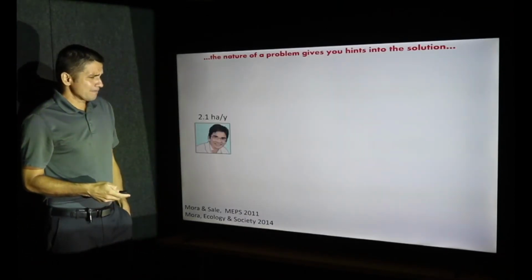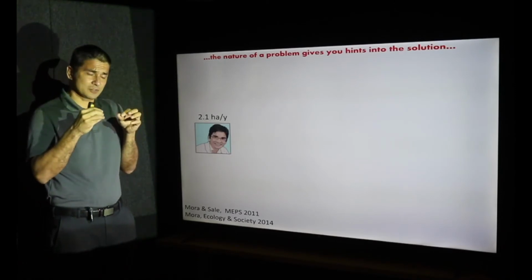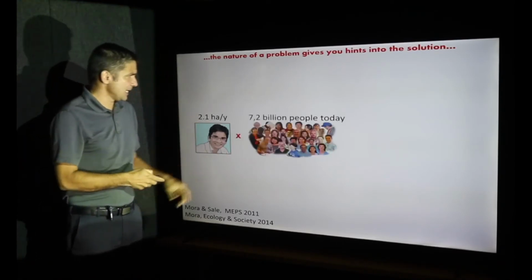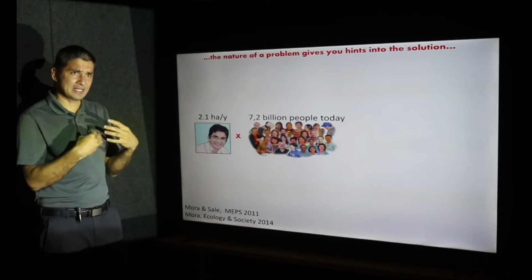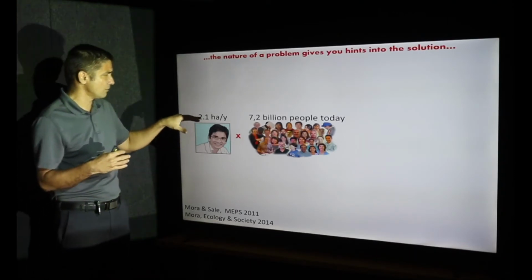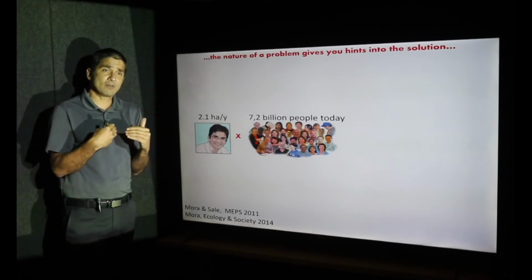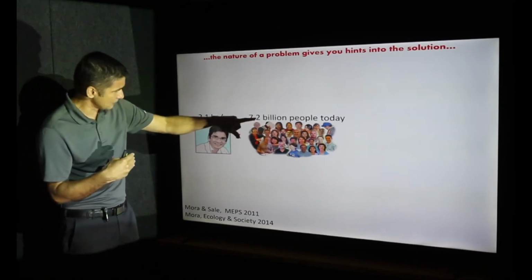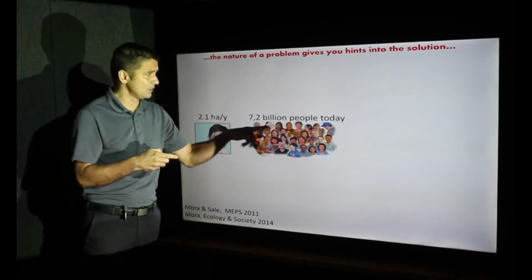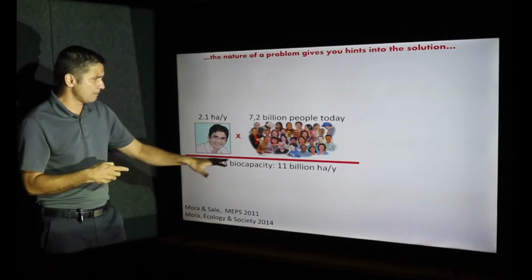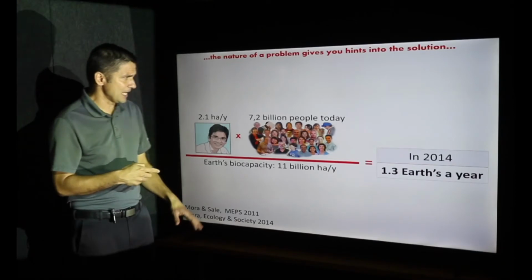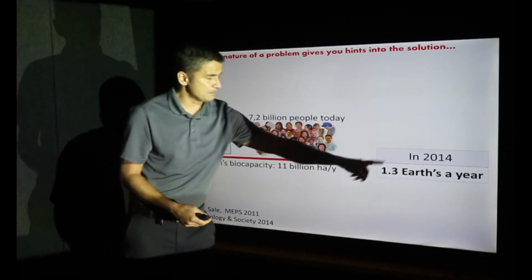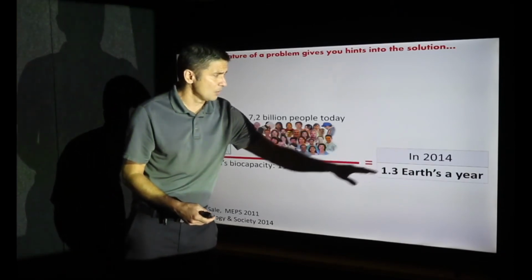Now, the underlying reason of the problem gives you hints into what the solution is. Again, if I use myself as an example, I had documented that my footprint on the planet is estimated on the order of 2.1 hectares. So sustaining the standard of living for me today is quantified at 2.1 hectares. If you multiply that by 7.2 billion, sorry, this is kind of old when I did this slide, but now it's 7.8 billion people, and divide that by the Earth's biocapacity, which is estimated at 11 billion hectares, what you end up with is the consumption of humanity in terms of planet Earth, and that was estimated back in 2014, when we did this calculation, at 1.3 planet Earths.